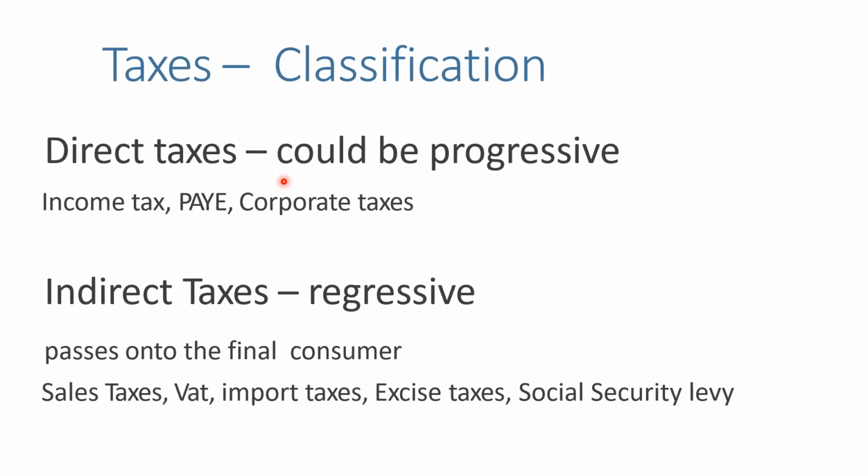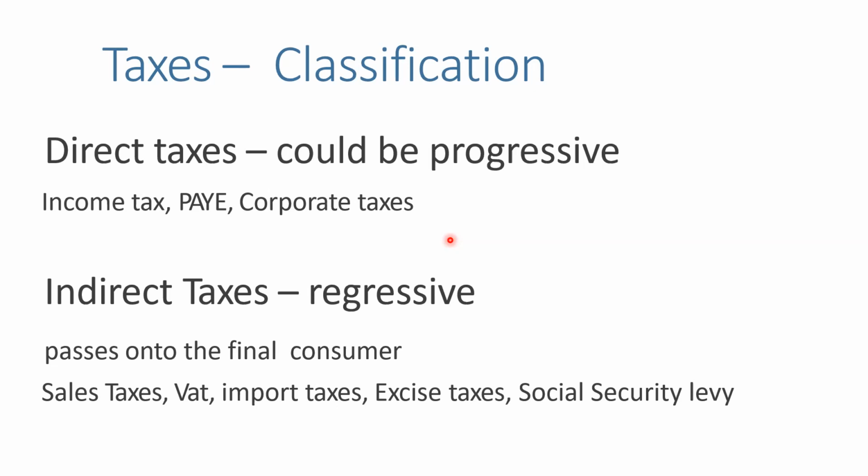Then these taxes can be direct taxes or indirect taxes. Direct taxes mean income tax, pay tax, corporate taxes. Those are imposed directly on you, maybe pay tax on your salary. Income tax is on a person, corporate tax is on an organization. Those are direct taxes. The other kind we call regressive taxes, the indirect taxes.